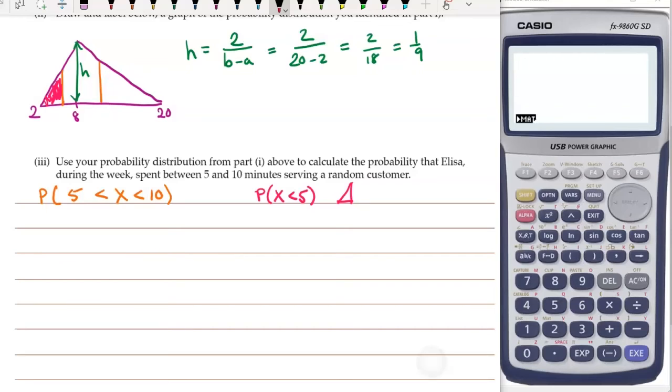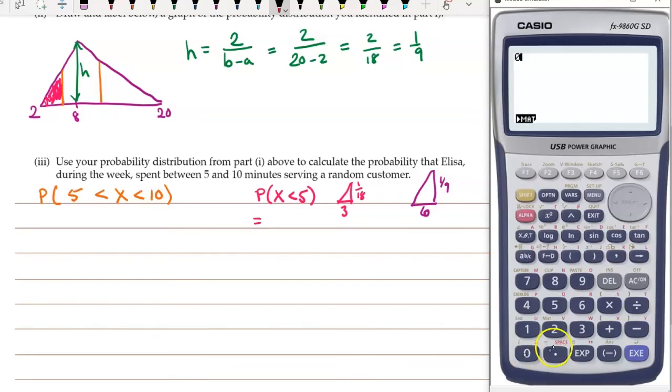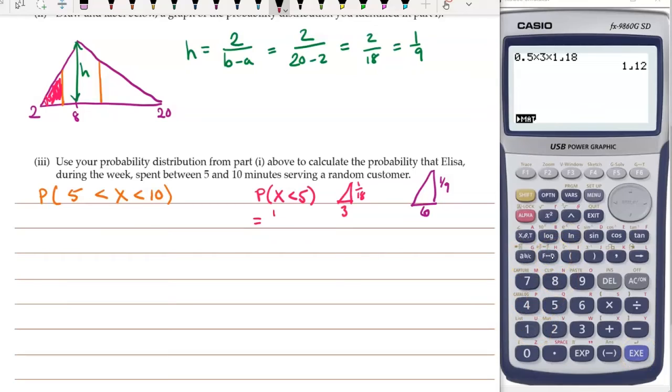That left-hand triangle has a base that's between 2 and 5, so it's got a base of 3. Now the bigger triangle up to the peak between 2 and 8 would have a base of 6 and a height of 1/9. So the smaller triangle is half as big as that, so it's got a height of 1/18. So that area is now going to be half times 3 times 1/18, which is 1/12.